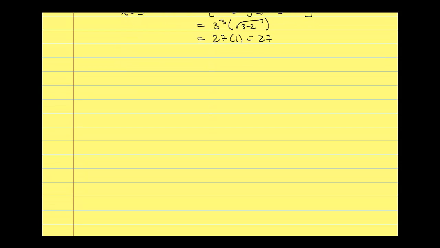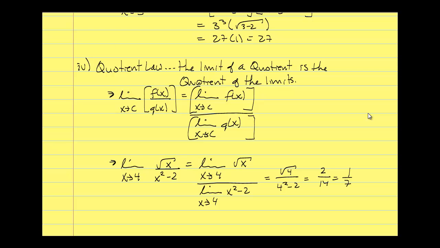The last rule that we want to look at is called the quotient law. Now the quotient law says the limit of a quotient is the quotient of the limits. So if I have the limit as x approaches a constant of a rational expression where I have some numerator and some denominator, I can just take the limit of the numerator, the limit of the denominator, and then compare those values to get my overall limit.